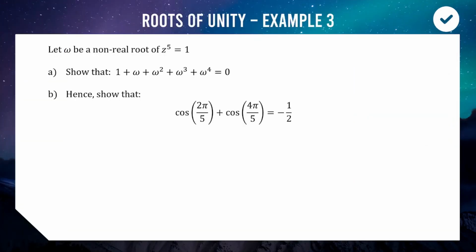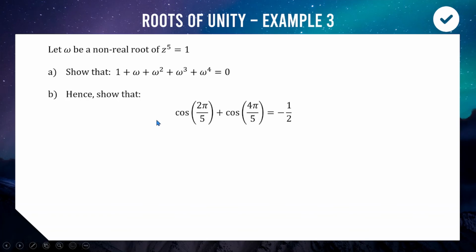Okay, example 3. We have omega being a non-real 5th root of 1, so it's a 5th root of unity. Part A we're going to skip because I think you guys can handle that by yourself. It's very similar to the questions from the last example. It's just setting up your equation, factorizing, and getting this result. We're going to skip straight to part B, which is the more interesting part of this example.